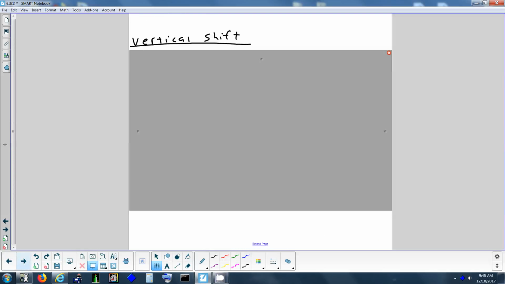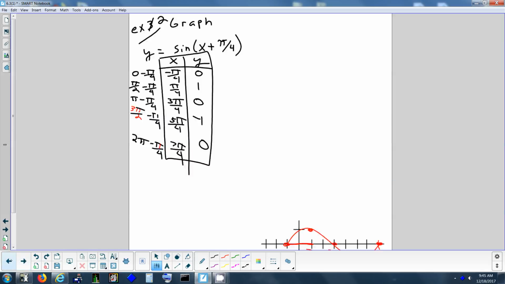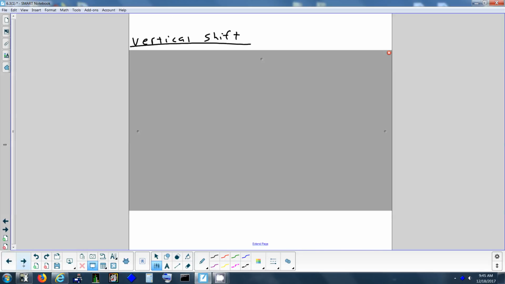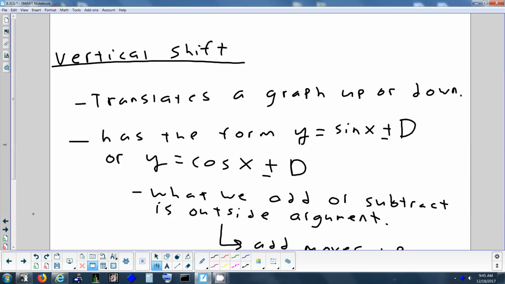Okay, so that transformation I think is the harder of the two because you have to do arithmetic with fractions with pi. When we deal with vertical shifts, we're going to be affecting the y values, and the y values are super easy to work with. They're all 1s and 0s and -1s. Okay, so arithmetic is going to get a lot easier for these. Okay, so vertical shift, that translates the graph up or down.